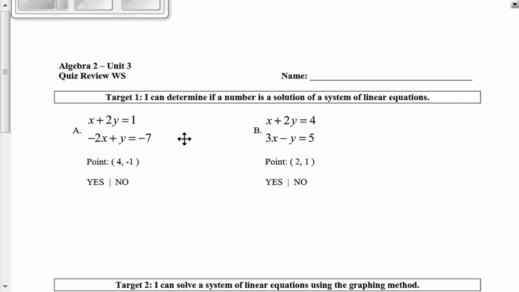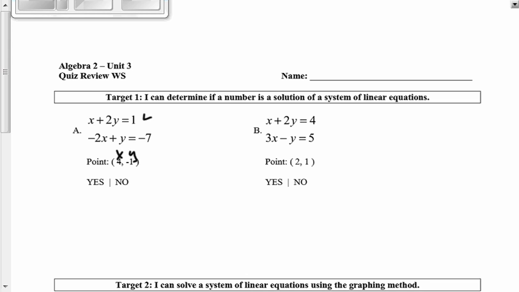So today we're going to prepare you for your Unit 3 quiz. We're just going to run through all the targets here. On your first target, remember it gives you a point, x, y, and you're going to have to determine if it's a solution to this system. We do that by plugging in the x value and the y value into both the equations.